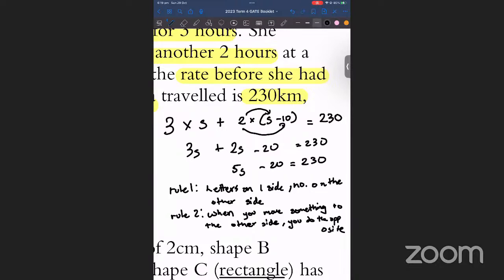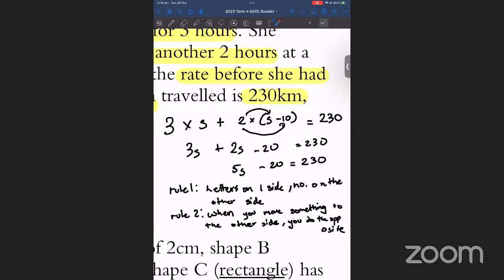So in maths, basically, -20 becomes +20. Positive 230 will become -230. Multiplied by 5 will become divided by 5. Divided by 5 will become multiplied by 5. Do you guys understand? When you move to the other side, you do the opposite.